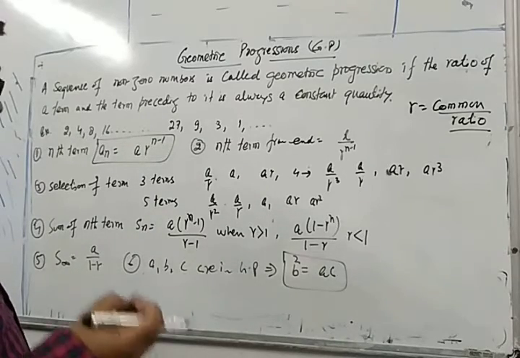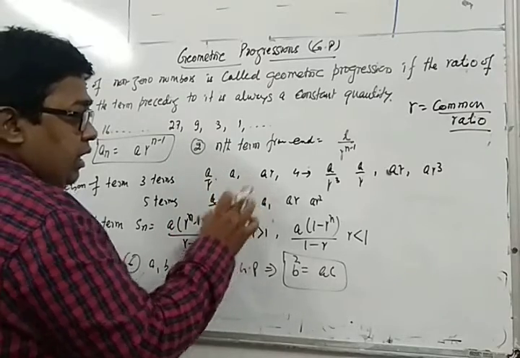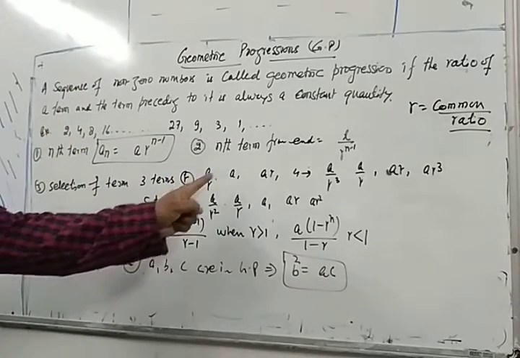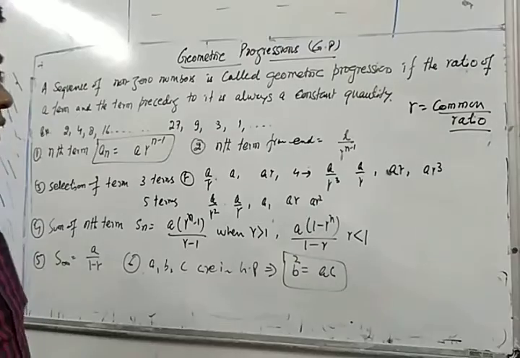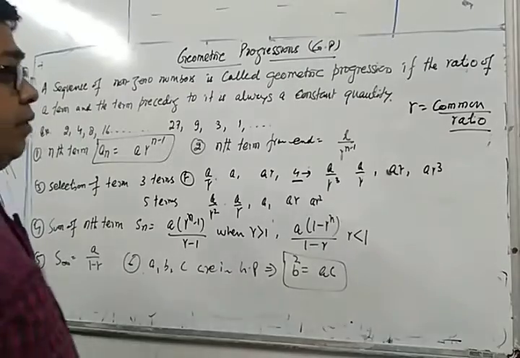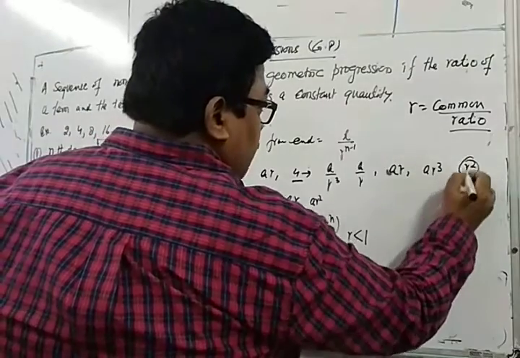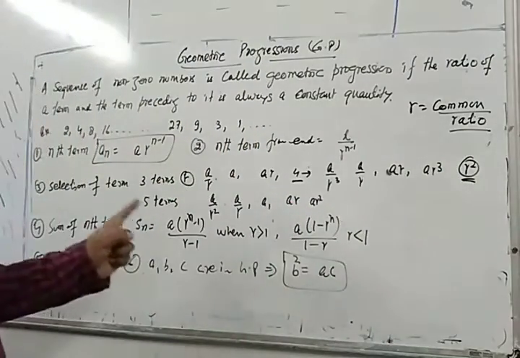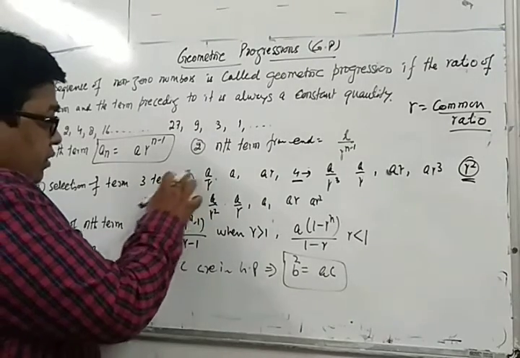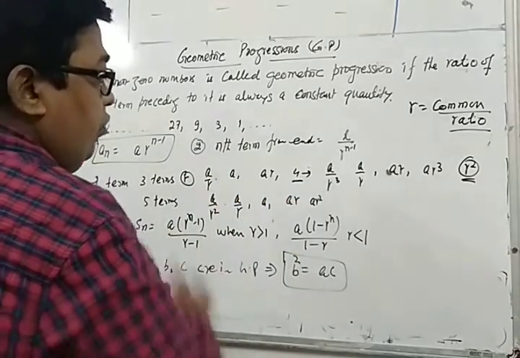Now, selection of some terms. If we want to take 3 terms in GP, these 3 terms would be A upon R, A, AR. Here we can see that R is the common ratio. Multiplying by R becomes A, then multiplying by R becomes AR. Similarly, if we take 4 terms in GP, we will take A upon R cube, A upon R, AR, AR cube. Here R square is the common ratio. And if we want to take 5 terms in GP, it is the extension of these 3 terms: A upon R square, A upon R, A, AR, AR square.